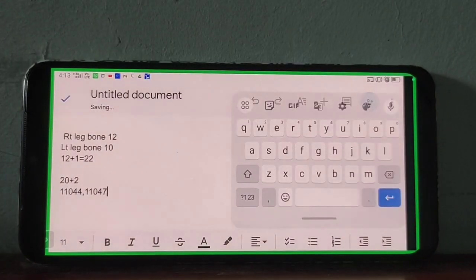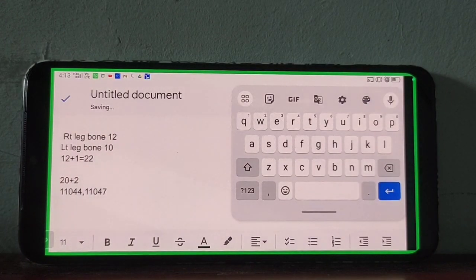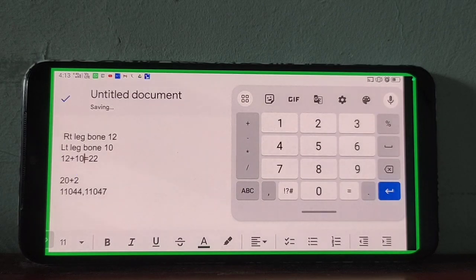So 11044 here. The anatomical side is different, but the depth is the same. That's why first we have to add the values. 12 plus 10, 22. Then you split the value as 20 plus 2, which is 11044, then the remaining 2, 11047. Clear now? Yes, ma'am. Take this example also.